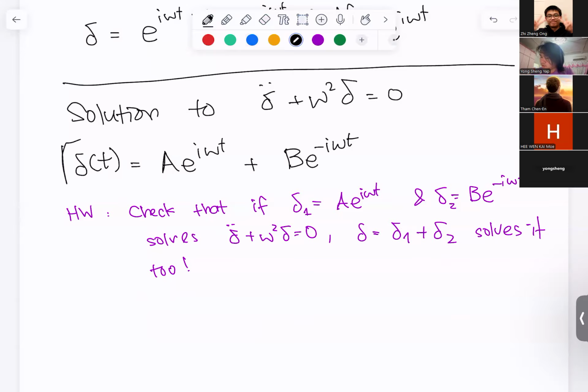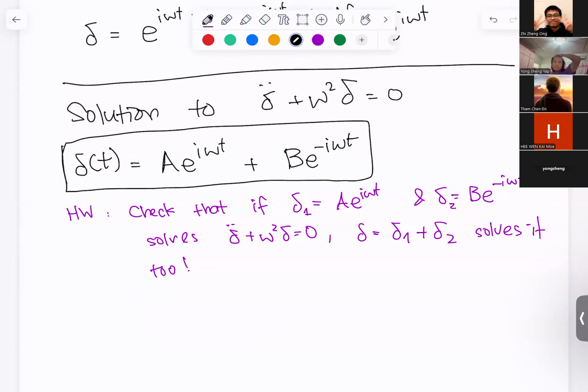Okay. So can anyone here tell me what this means? What are the implications of this? How does delta change with time? This is a complex number, so what is actually happening? Because we have complex numbers here. Yes, I can change it to cosines and sines.